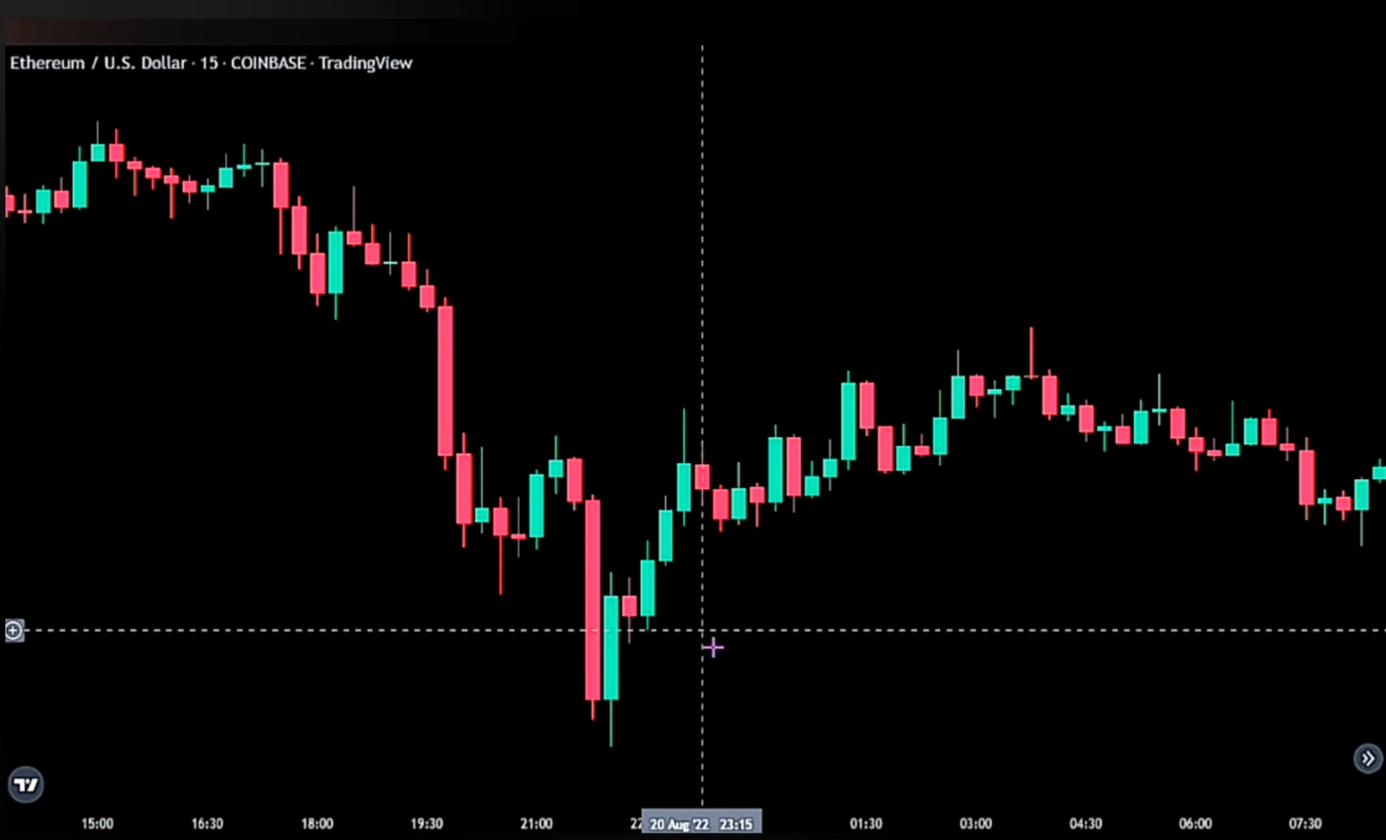Okay guys, so for today's strategy, we would be looking at the Ethereum, and we are on the 15 minutes time frame. So for this strategy, it is actually simple and easy to understand as it gives high win rate values. For this strategy, we would be using just 2 amazing indicators.